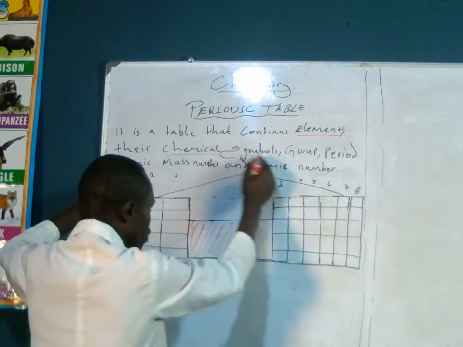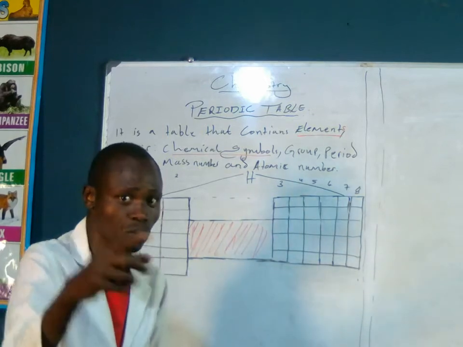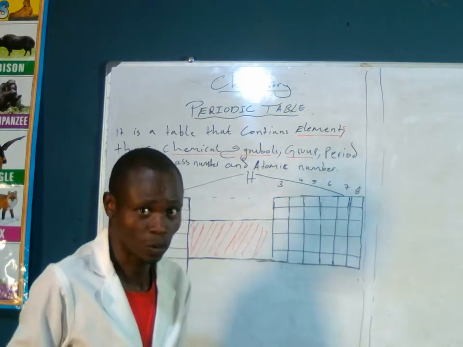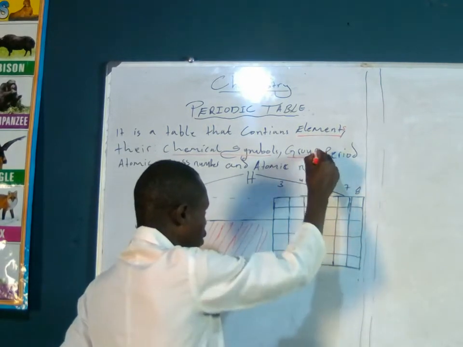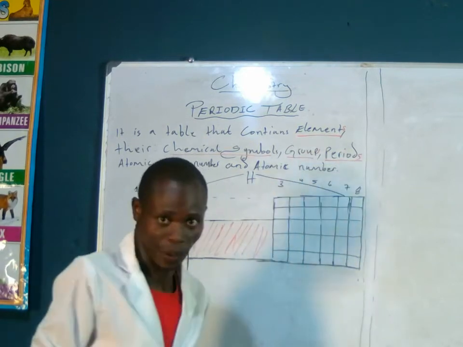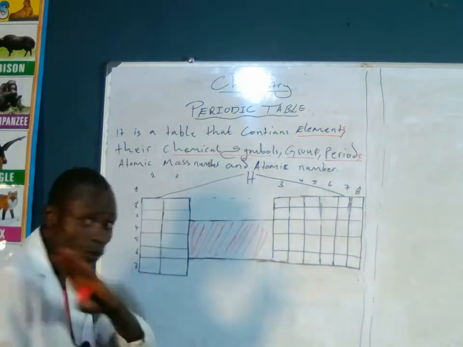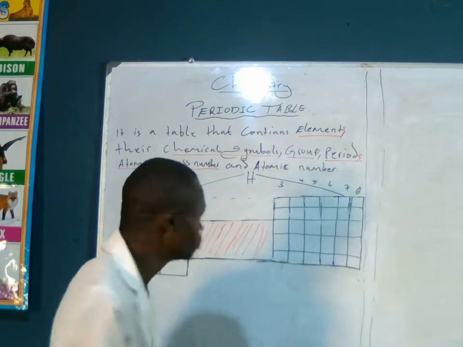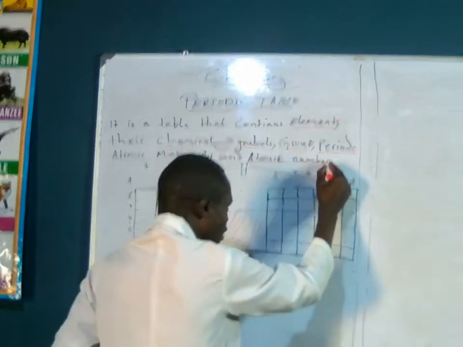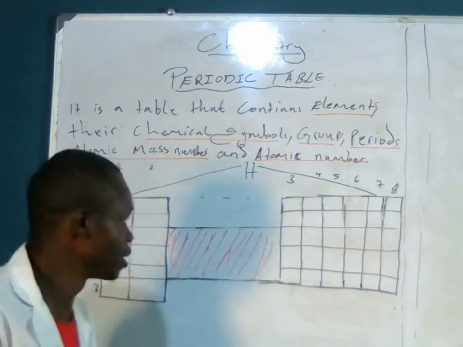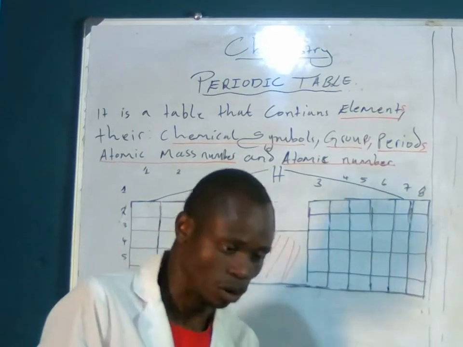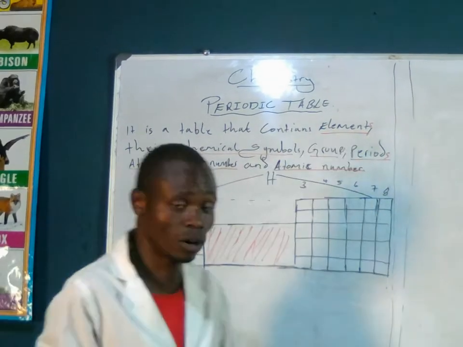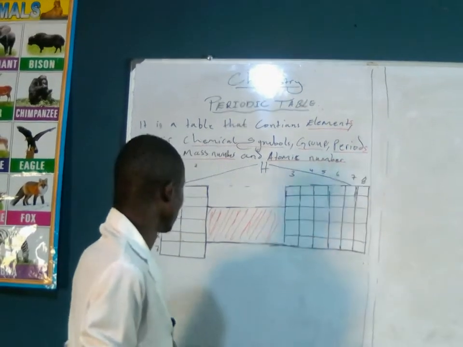Apart from that, you are expecting to find the chemical symbols. Then you are expecting to find what we call the groups, as well as the periods. Then you are expecting to find what we call the atomic mass number. The last thing that you are going to find on the periodic table is called the atomic number. Those are the things we expect to find, and that gives us the definition for the periodic table.